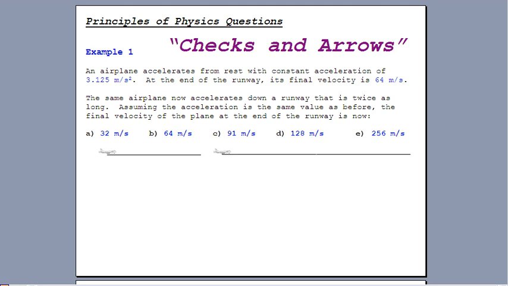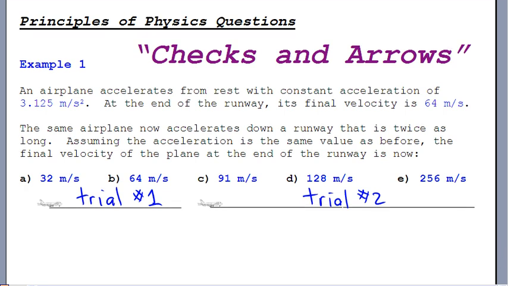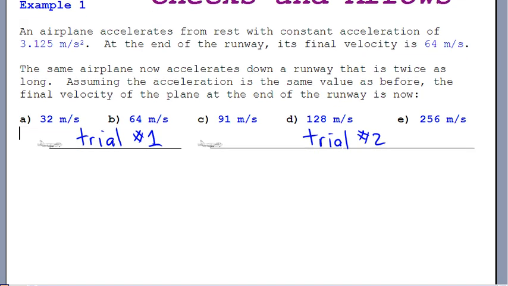Almost all of these questions that we're going to do end up with this sort of situation where there are two trials going on. So you've got trial number one going on here, and it worked. It's fine. The answer was 64 meters per second. And then here's the same airplane now on trial 2. Okay, so we know the acceleration is 3.125 meters per second squared, but we don't know the length of the runway, either the short one or the long one.